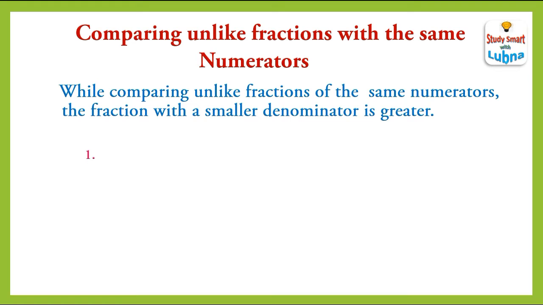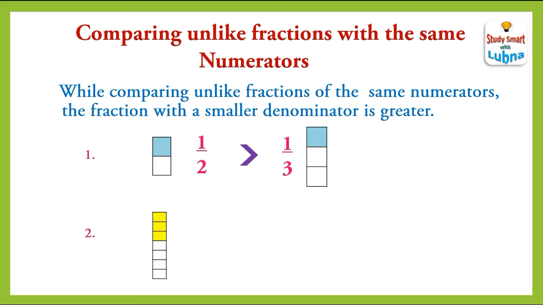Look at the first example. We have a fraction 1 upon 2 and we have another fraction 1 upon 3. Here you can see the numerators are same, 1 and 1, and the denominators are different, 2 and 3. So when the numerators are same, we'll look at the denominator's value. The smaller denominator fraction is greater. So which is the smaller denominator here? 2. So we can say 1 upon 2 is greater than 1 upon 3.